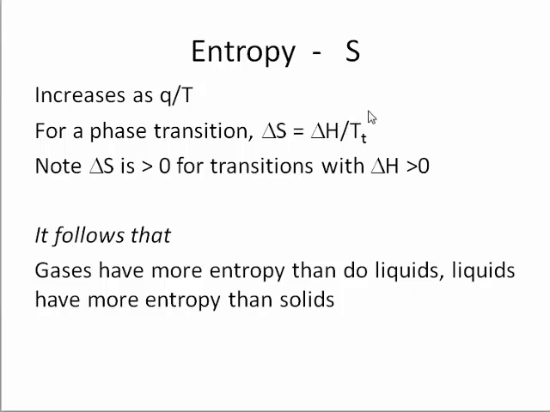In particular, the transition temperature of the material. This means that delta S is 0 for transitions with delta H of 0, and it follows that gases have more entropy than liquids, and liquids have more entropy than solids, a point we've actually already established previously.